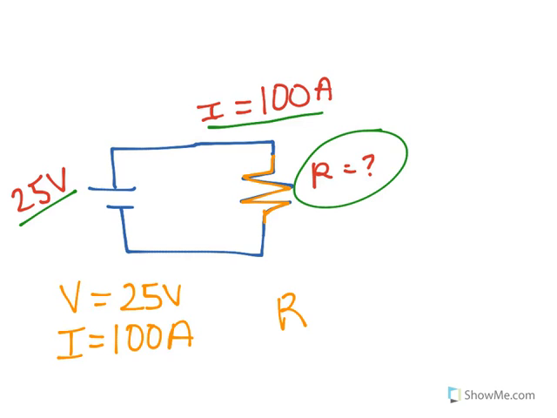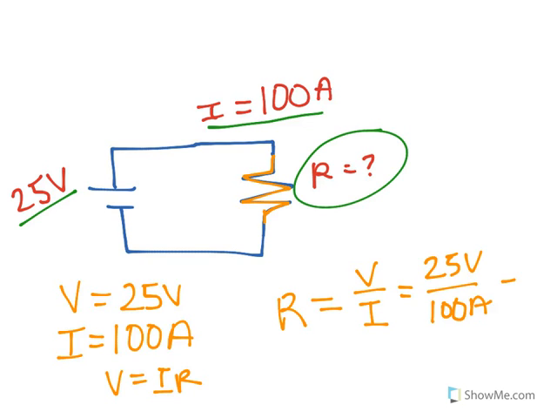So now we can solve for R by using V equals I times R. We're going to isolate R, and we're going to do R equals V over I, which is the same as saying it's 25 volts over 100 amperes, and that's the same as 1 over 4 ohms.